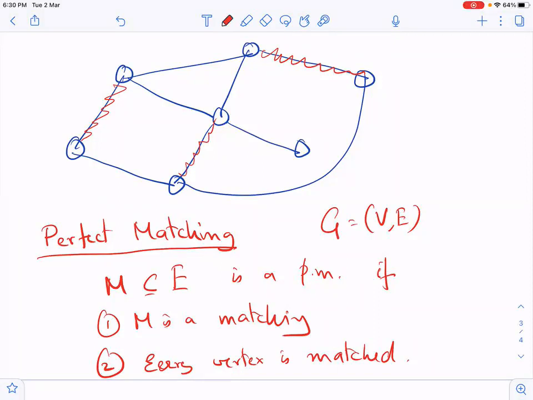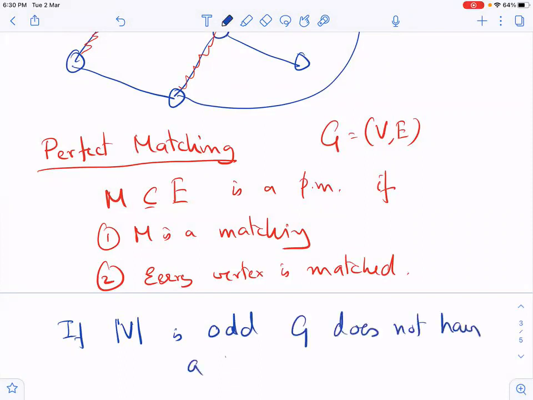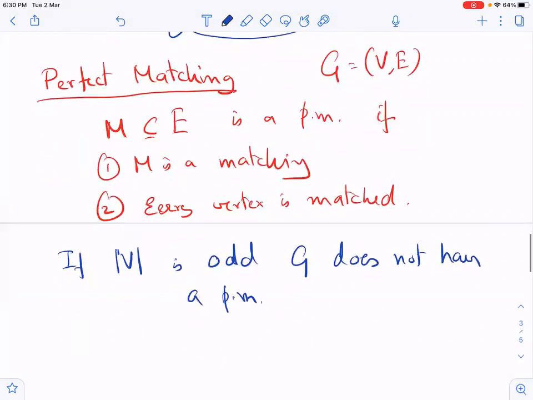Very good. So let me try to do something more tricky then. First of all, one property: if the size of the vertex set is odd, G does not have a perfect matching. This is kind of easy, because every vertex has to be matched to something else, so everything must happen in pairs.